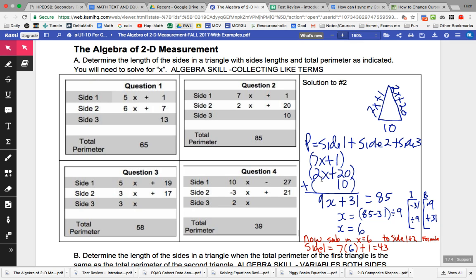I am recording a screencast right now to help you with the algebra of two-dimensional measurement. In this screencast, we're going to be determining the length of sides in a triangle when the triangle side lengths have equations to describe them. The algebra skill that we're going to work on here is collecting like terms. There are 4 questions in this particular set of questions. We're going to work through number 2.